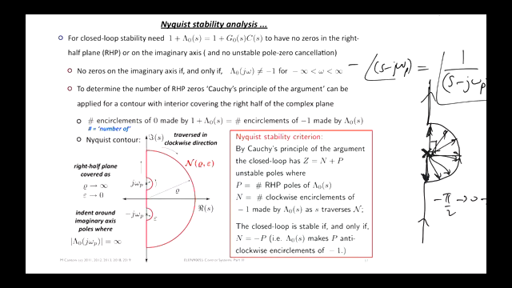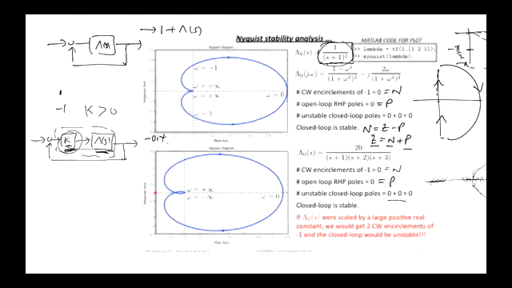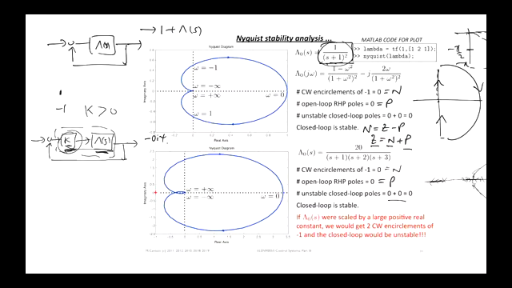We want to make sure that we never touch the critical point, because that would put closed loop poles on the imaginary axis. So for closed loop stability, we need the number of encirclements made by the polar plot of lambda, when evaluated along this contour, to be equal to minus p, the number of open loop poles in the right half plane. So we started looking at some examples.